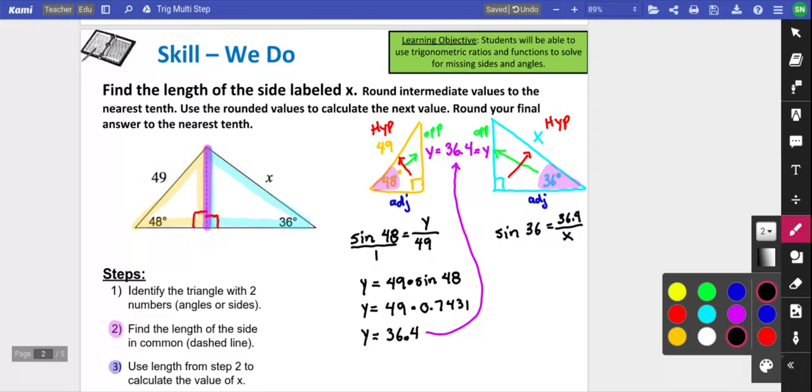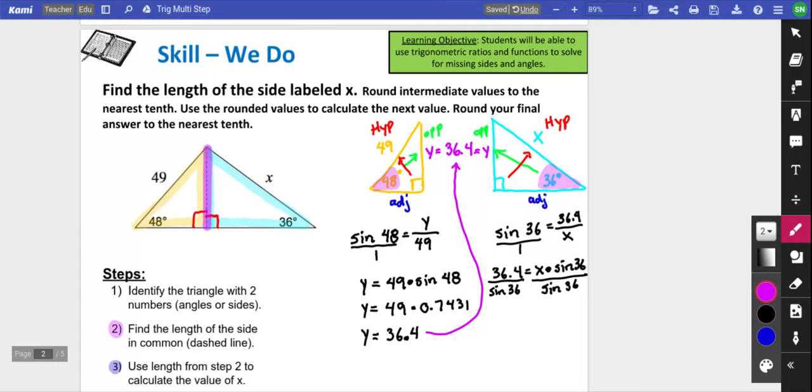Now, even though here we use sine twice, it doesn't always happen. You could be using one sine, the other one cosine. It depends on the numbers. All right, put a 1 under it so we can cross multiply. We get 36.4 equals x times sine of 36. You can evaluate sine 36 and then divide by it, or divide by sine 36 right away. Both sides. Remember that sine 36 is together. You cannot just divide by sine, or you cannot just divide by 36.